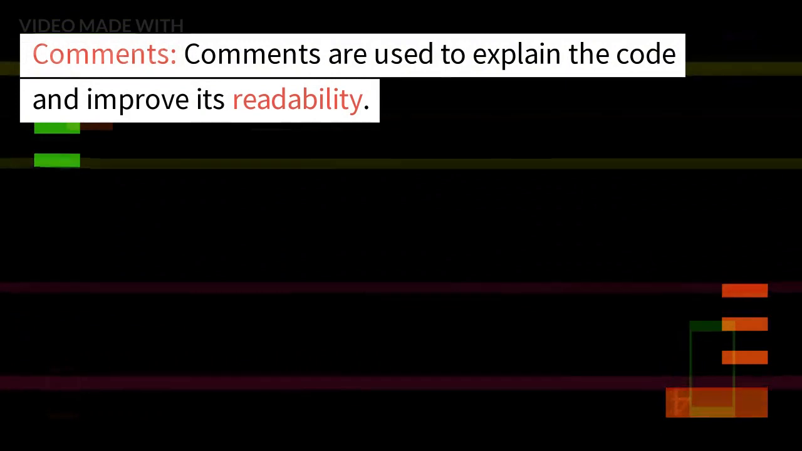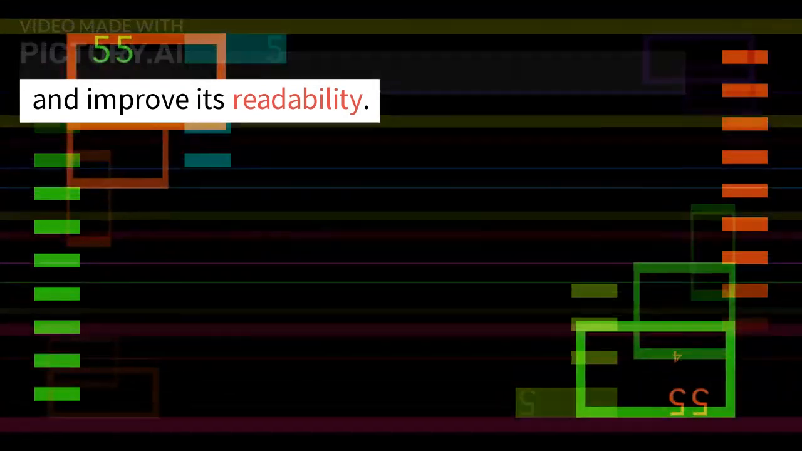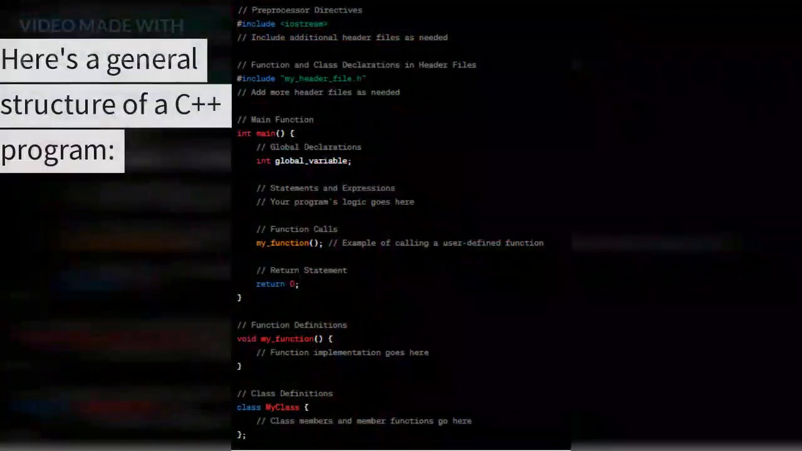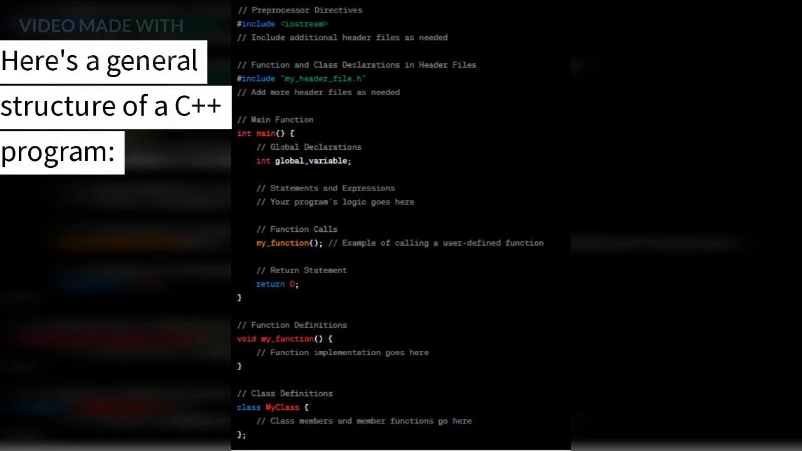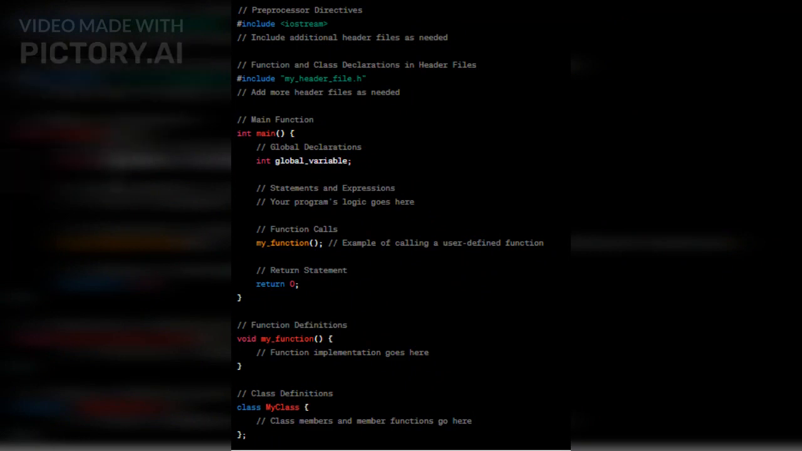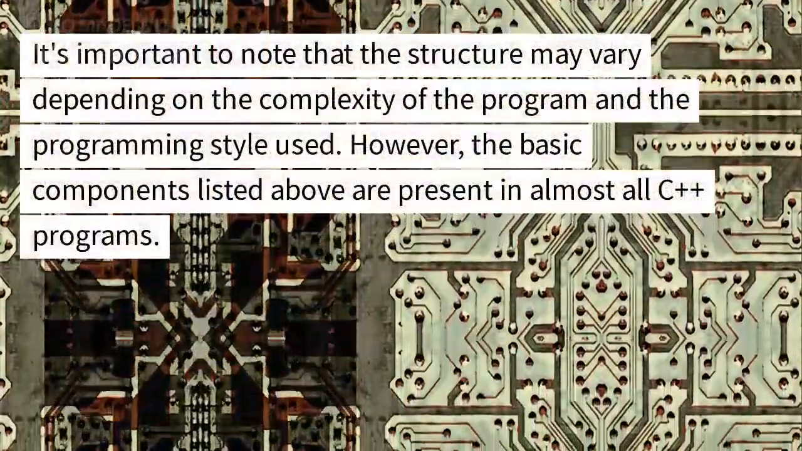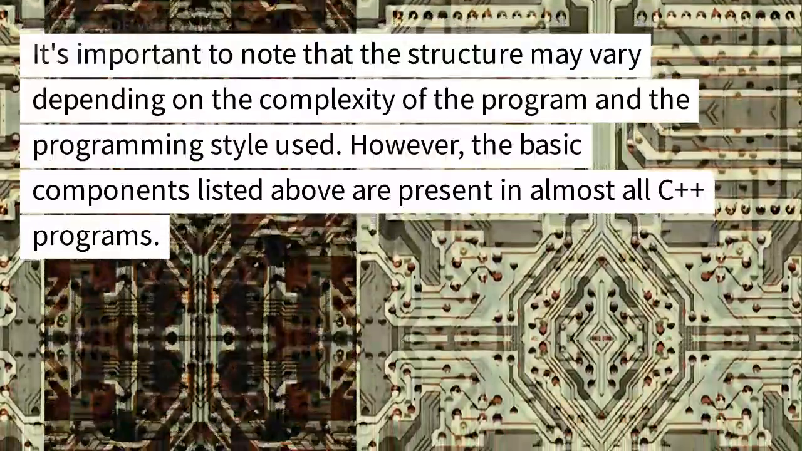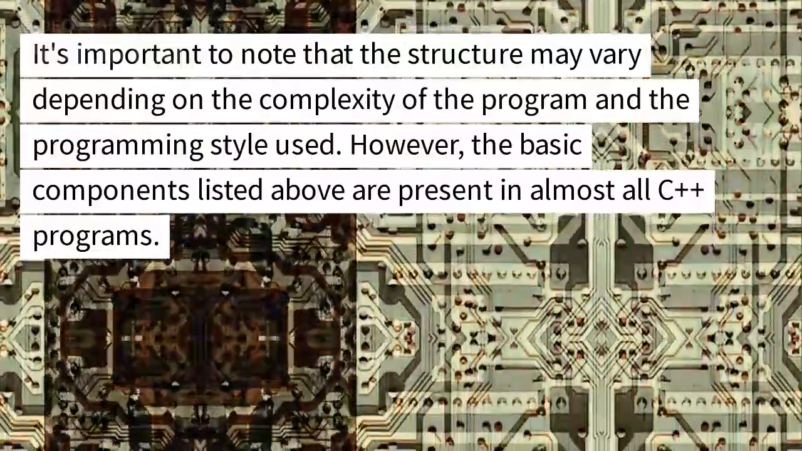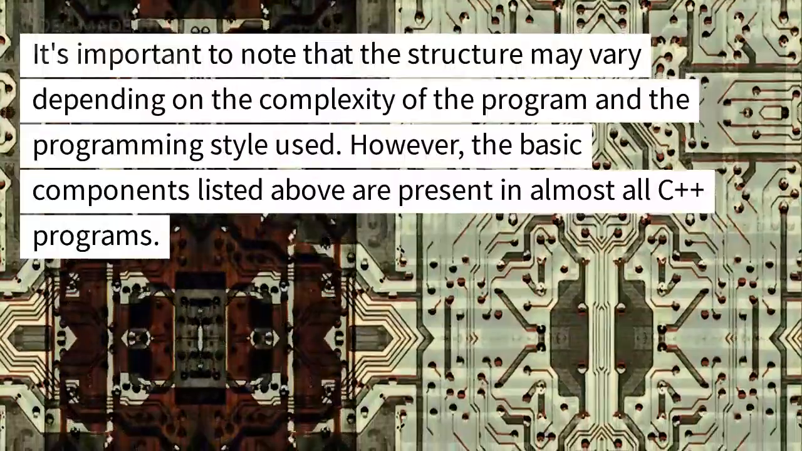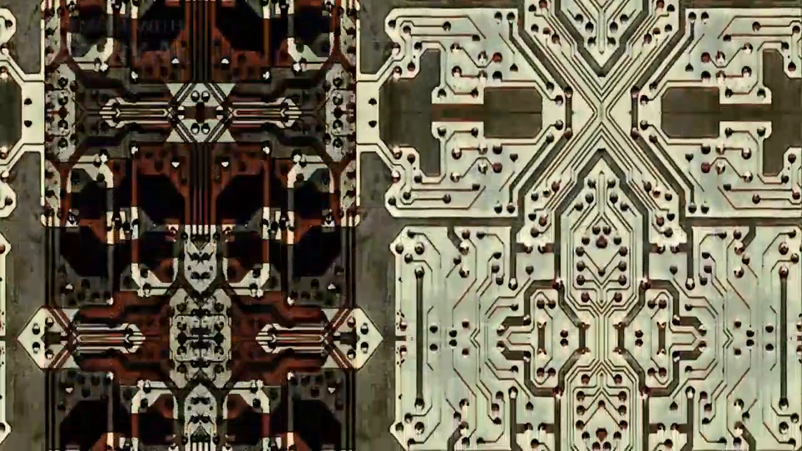Comments. Comments are used to explain the code and improve its readability. In C++, comments can be single-line (//) or multi-line (/* */). Here's a general structure of a C++ program. It's important to note that the structure may vary depending on the complexity of the program and the programming style used. However, the basic components listed above are present in almost all C++ programs.